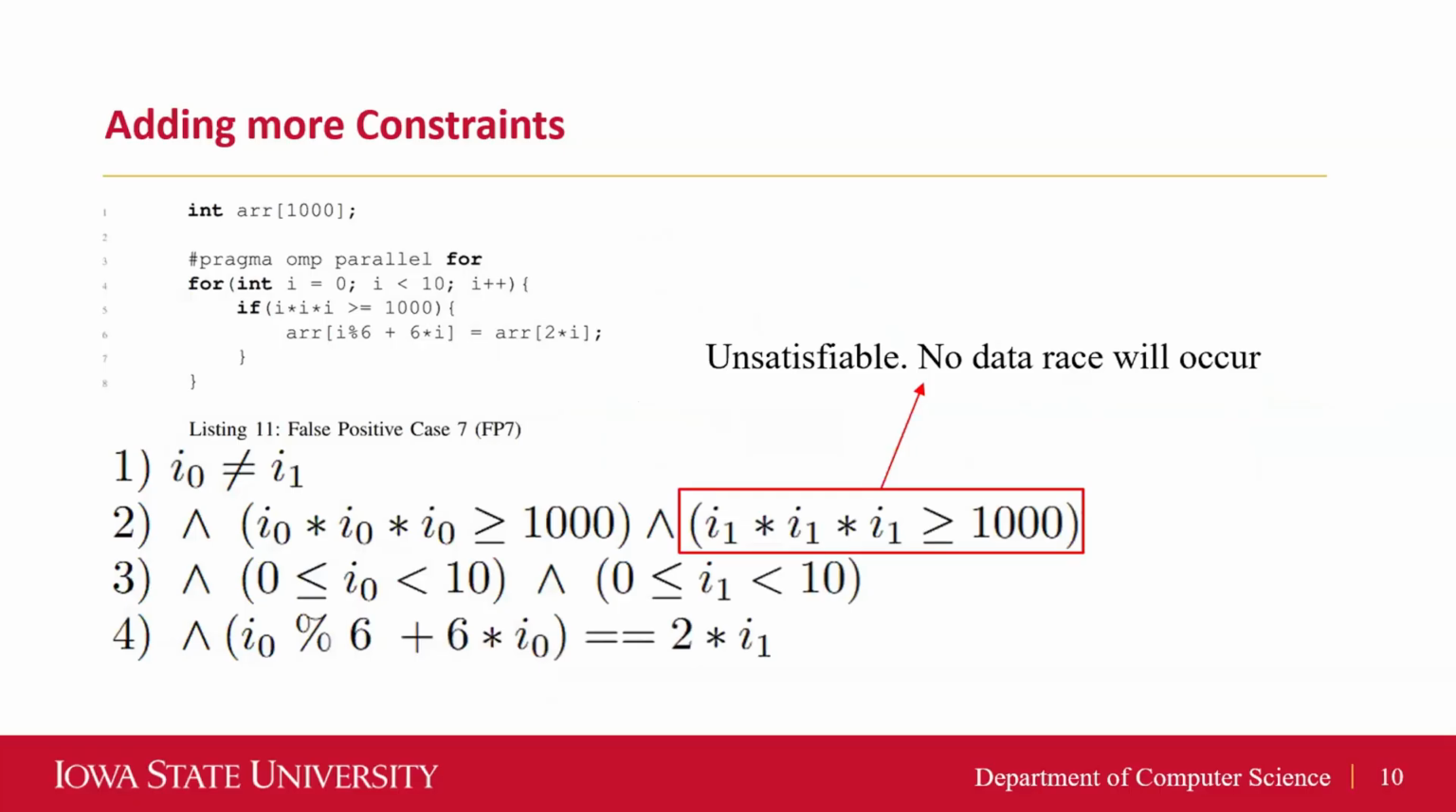And in the case of a dead code region, the constraint solver can find that the predicate of this if statement will not be satisfied, and that will also report that there is no data race there.